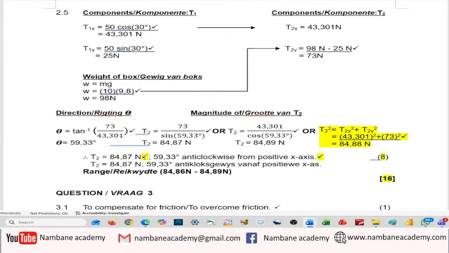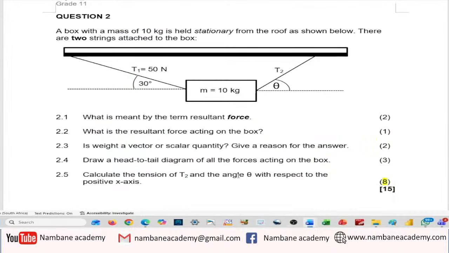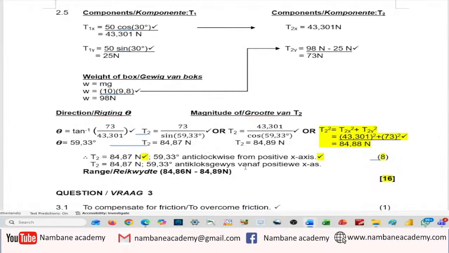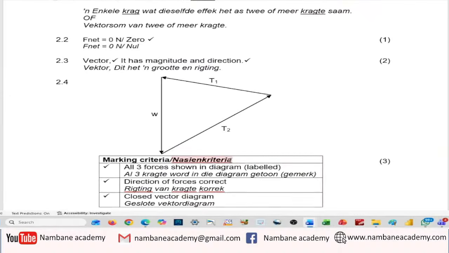And then we'll have a mark on the magnitude of T2, and then a mark on 59.33 degrees anticlockwise from positive x-axis. Because if I'm not mistaken, on the question, learners were asked to find the angle with respect to the positive x-axis. So they then need to specify how they measure it with respect to the positive x-axis. Then the total for question number 2 will be 16 marks, and the allocation is as I have explained it, colleagues. Now I'll open for any clarity seeking questions.